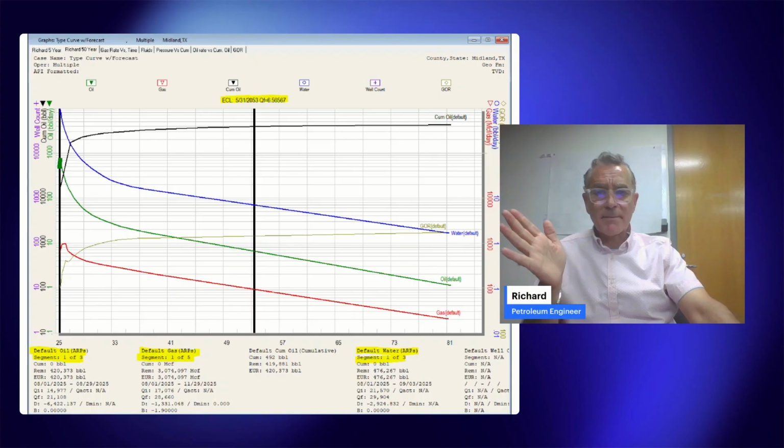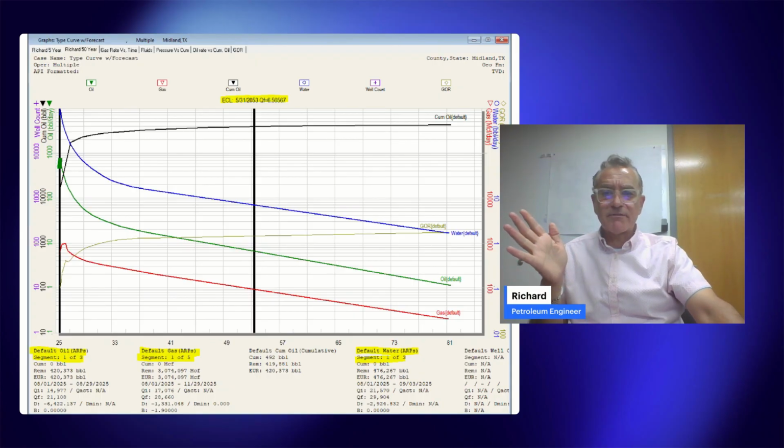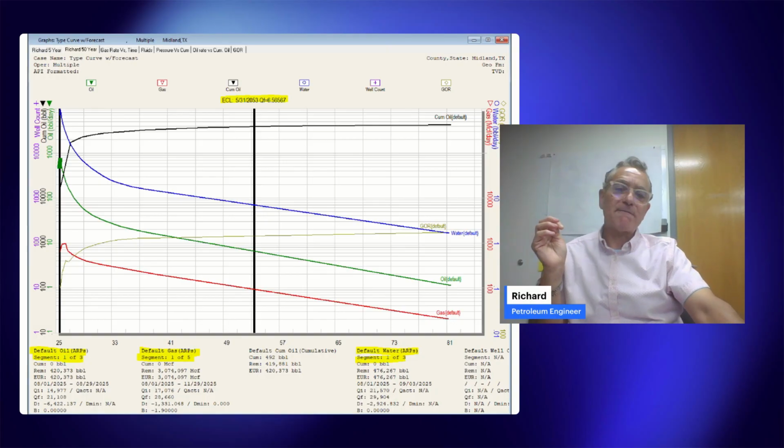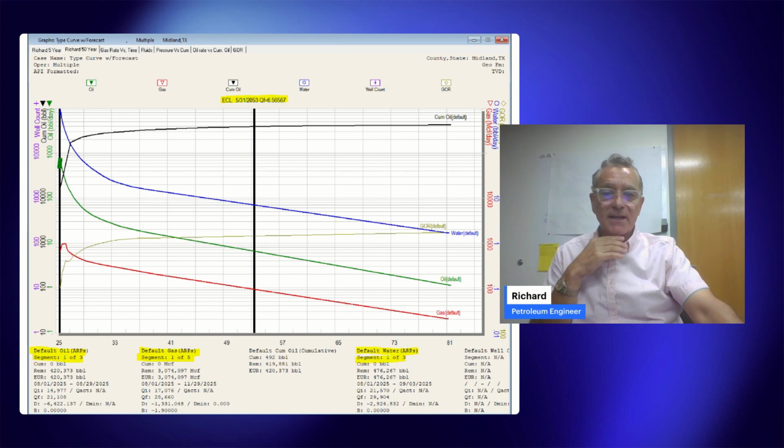Now when you add the economics, I get an economic limit, an ECL, of approximately 6.5 barrels a day of oil, and it occurs somewhere around the end of May. So let's just say June 1st of 2053 is where the economic limit was truncated, versus the forecasted limit, which in my case is a 50-year project life, or 1 for oil, 1 for water, and 1 for gas.